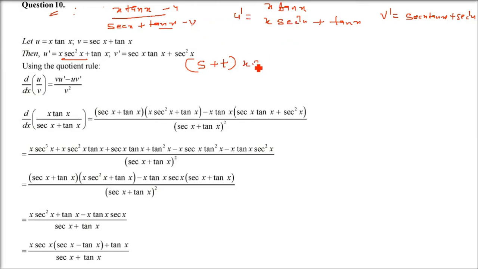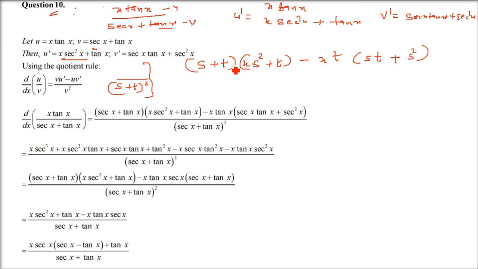Sec x plus tan x into x into sec square x plus tan x. This I am writing minus, with sec x as s, tan x as t. Then you have x into tan x, because I am now multiplying u and v dash. You can very well see u is x tan x. This is u into v dash. So x into tan x and sec x tan x plus sec square x. Denominator will be (sec x plus tan x) whole square.